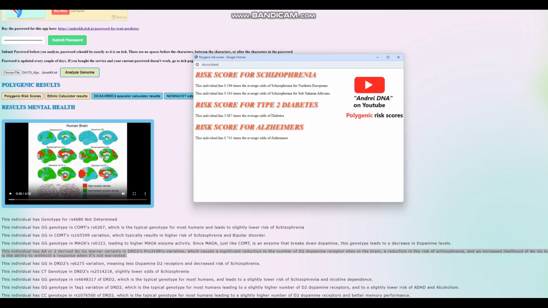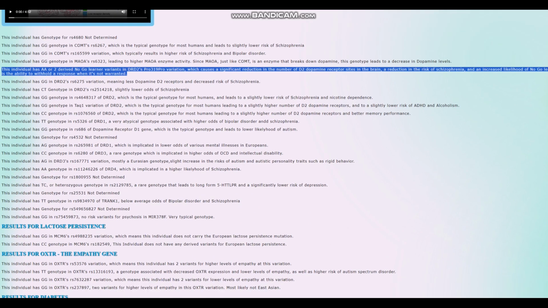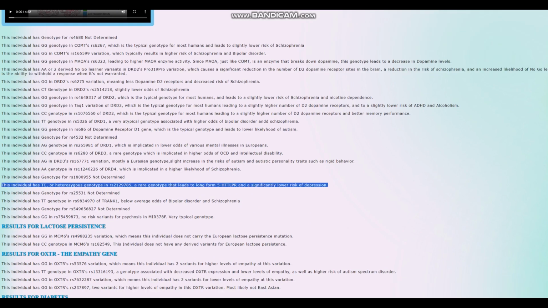Let's go ahead and check his polygenic risk scores. Yeah, so we see he's got a very low score for schizophrenia. He's got very high score for type 2 diabetes, and he's got kind of low score for Alzheimer's too. So the very low score for schizophrenia, that can be explained in part by this, and we're gonna find out what else contributed to that. Another thing that's very European about this individual is he's got heterozygous genotype here, which leads to long form 5-HTT-LPR and significantly lower risk of depression.